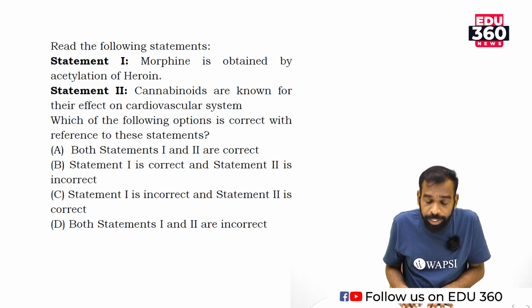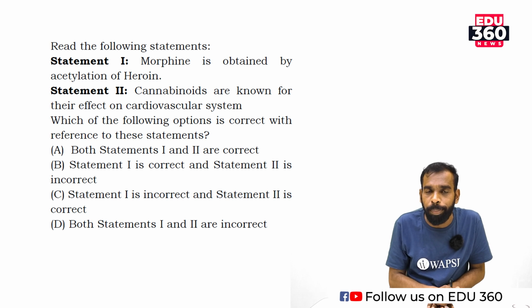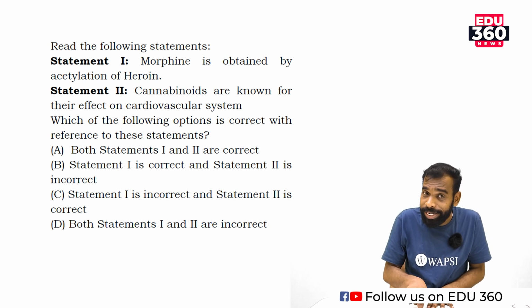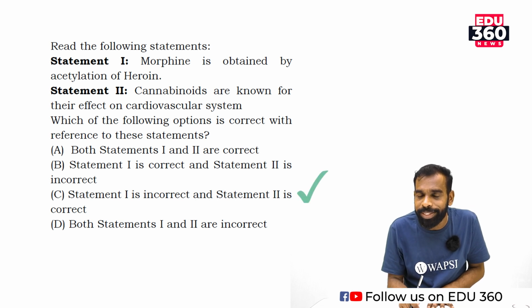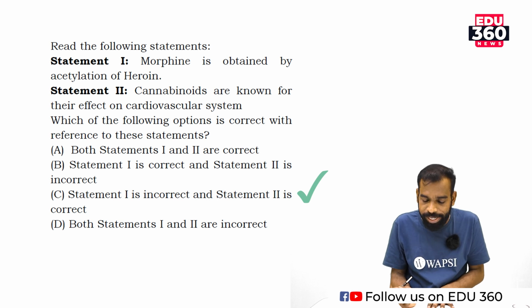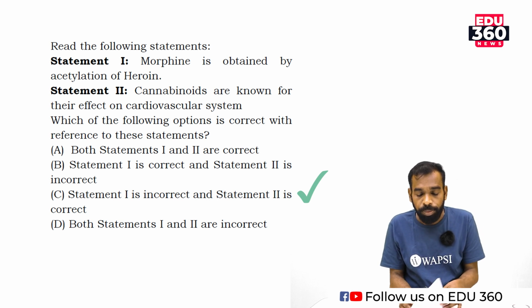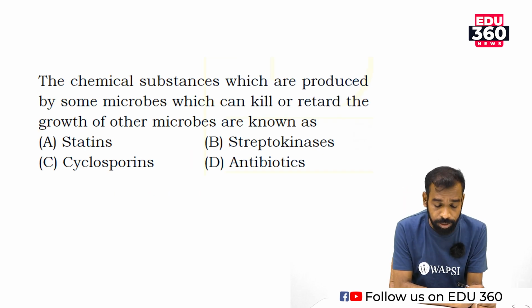Statement 1: Morphine is obtained by the acetylation of heroin. Statement 2: Cannabinoids are known for their effect on the cardiovascular system. Here morphine and heroin are different. Cannabinoids are known for their effect on the cardiovascular system. Statement 1 is incorrect. Statement 2 is correct. So option C is the correct answer. Move to the next question.